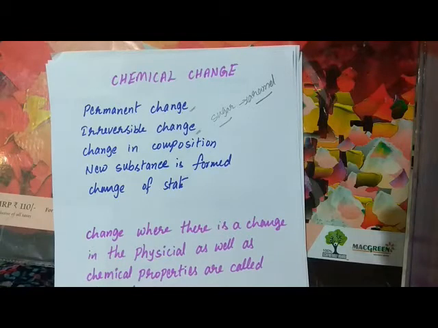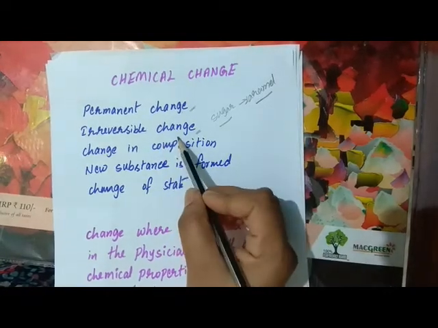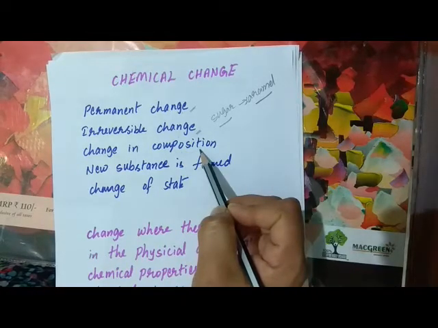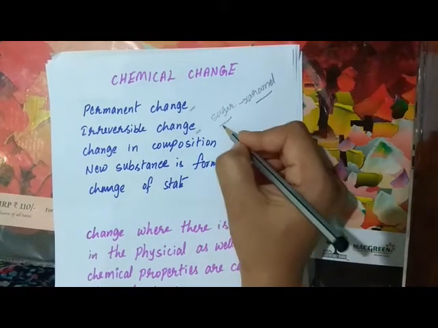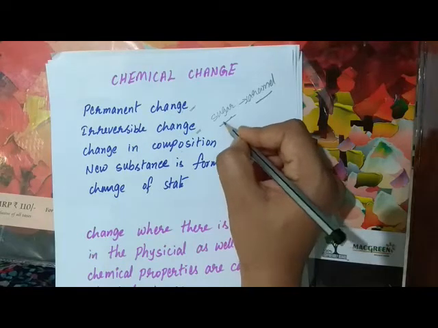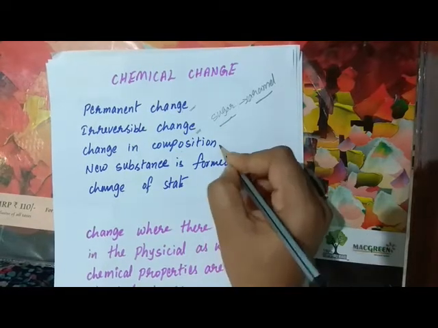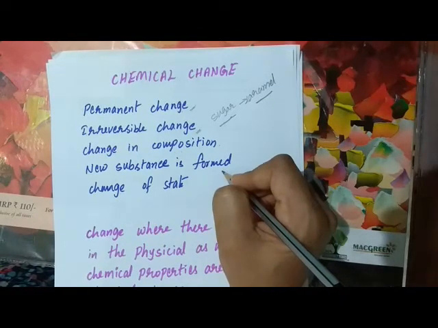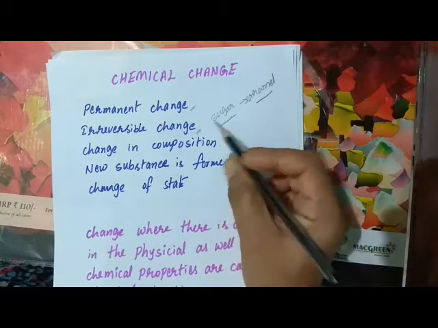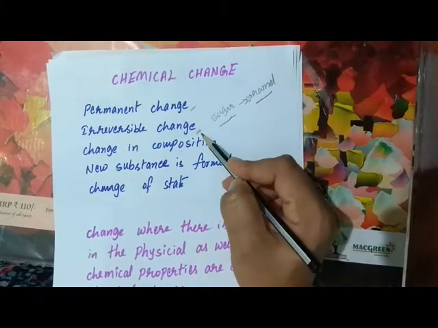Why is it a permanent, irreversible change? Because there is a change in composition. The molecules of sugar, whatever their structure was, get completely altered and a new substance is formed. Due to that reason, it is a permanent change; it is irreversible.